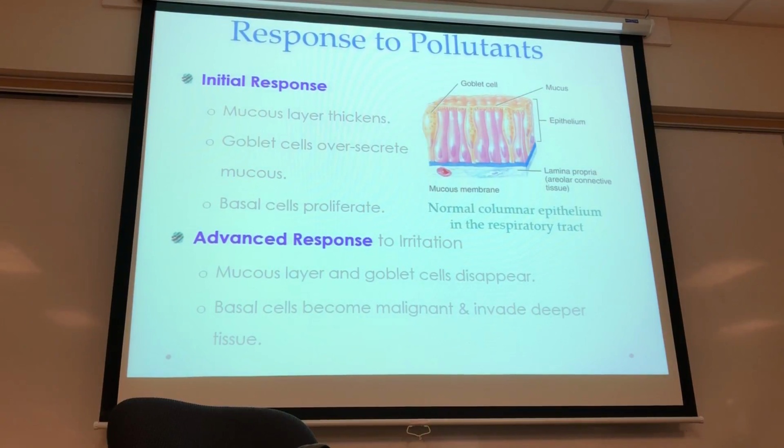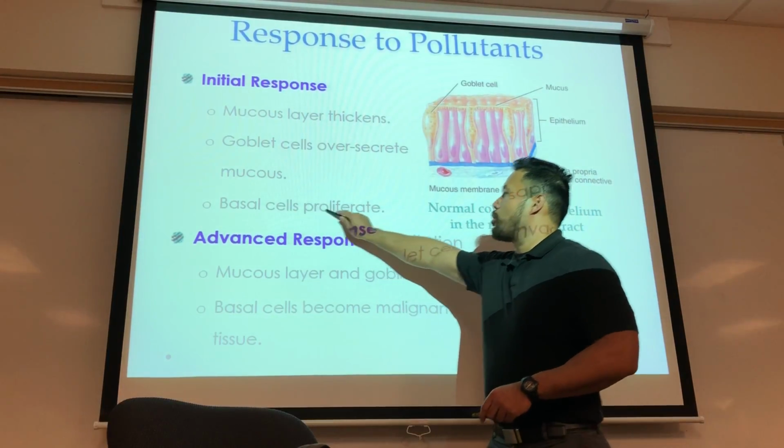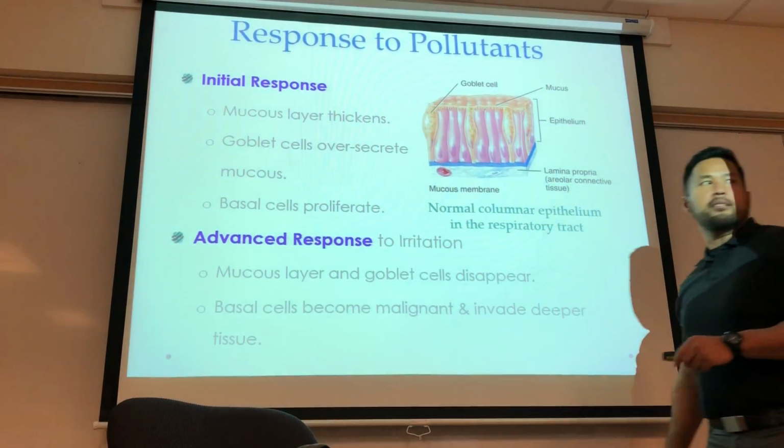Initial response to pollutants, basically what it comes down to, your initial response, if you think about the fires that took place, all that ash that's in the air. What happens specifically to your airways? You get this extra layer of mucus that forms. That mucus is there to protect and allow particulates to bind to that mucus. Your goblet cells will start producing more mucus, and then as a response, the basal cells will start to proliferate to turn into goblet cells.